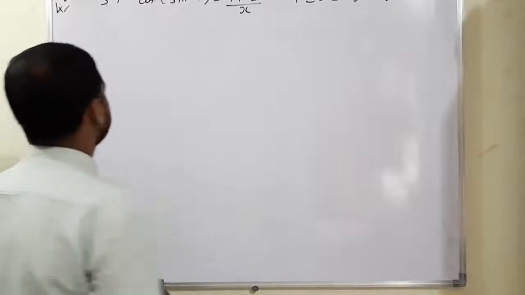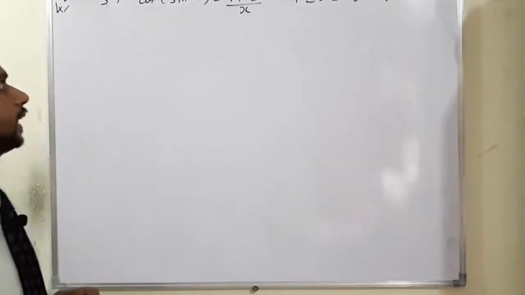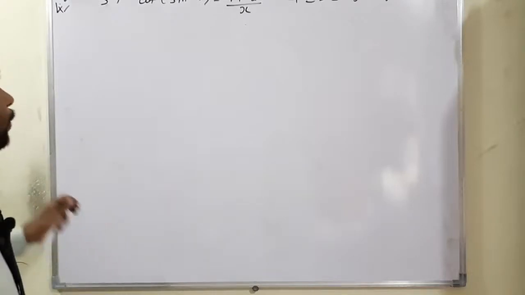Example 4.26. One of the important 3 mark questions. Show that cot of sin inverse x is equal to square root of 1 minus x square over x. We have to prove it.